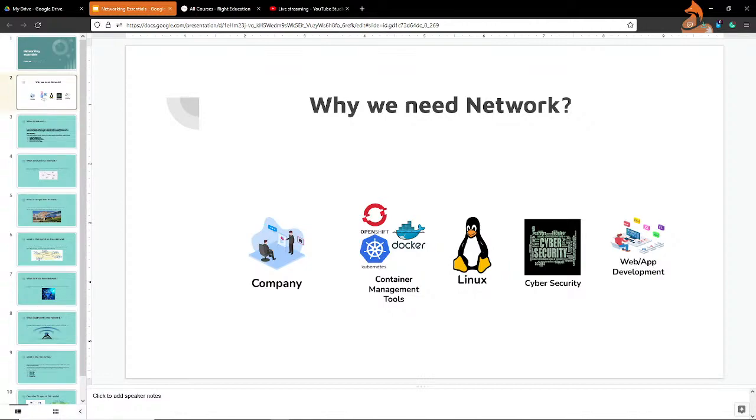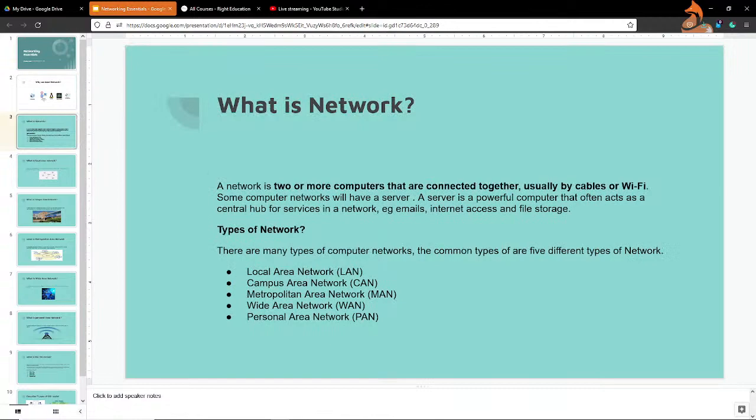Okay, so now the next point: what is a network? A network is two or more computers that are connected together, usually by cable or Wi-Fi. Some computers will be a server. A server is a powerful computer that often acts as a central hub for a service in a network, for example emails, internet access, and file storage. Networking has a very wide range of popularity. You can think of it this way: a network is very crucial and very important. Without a network we can't do anything.